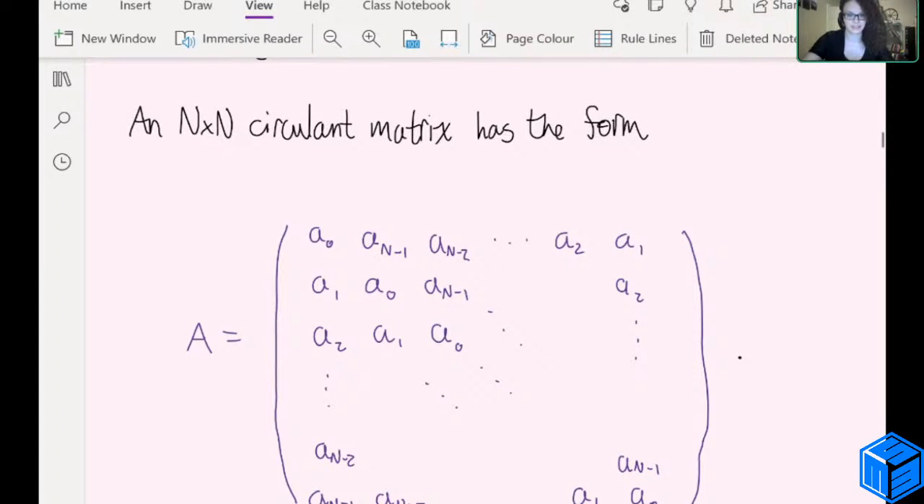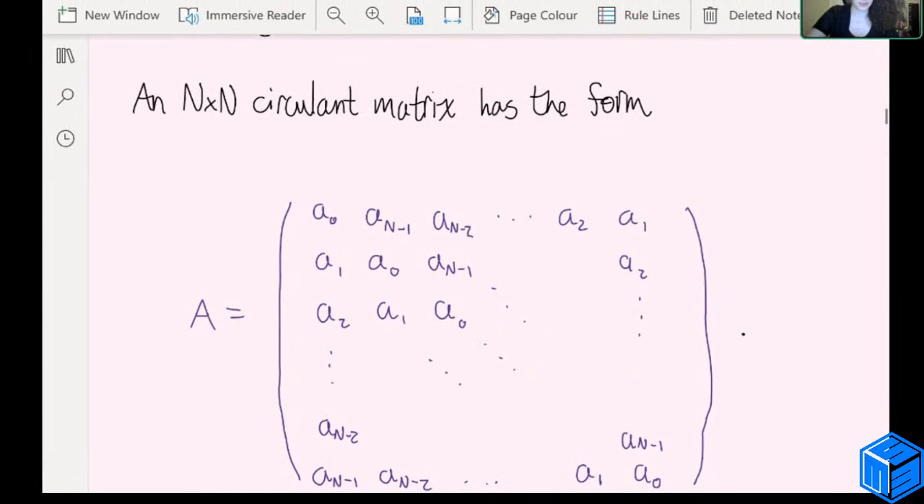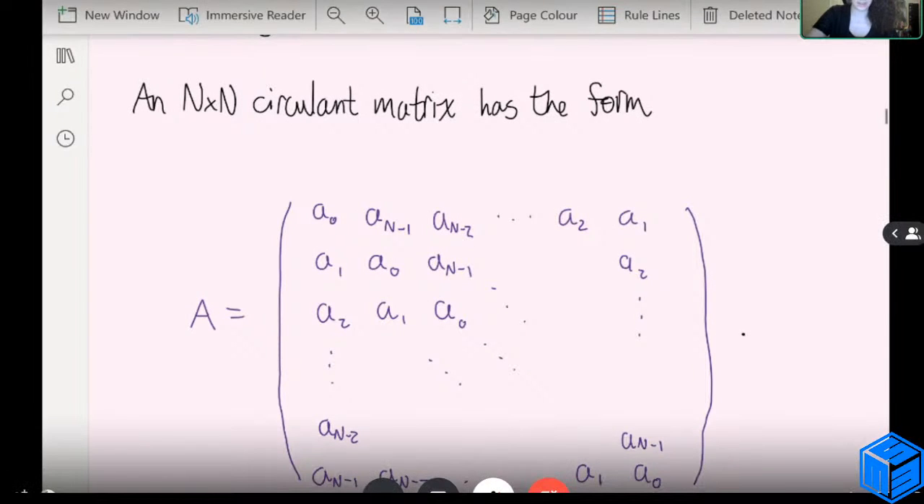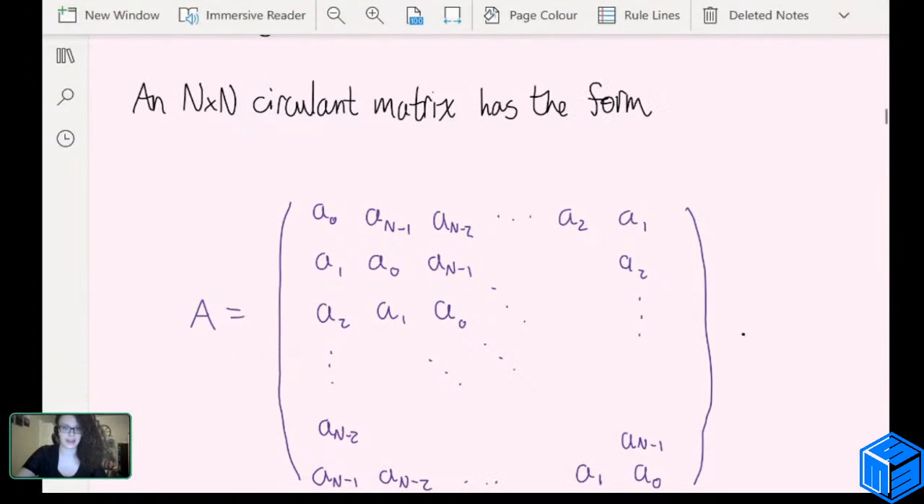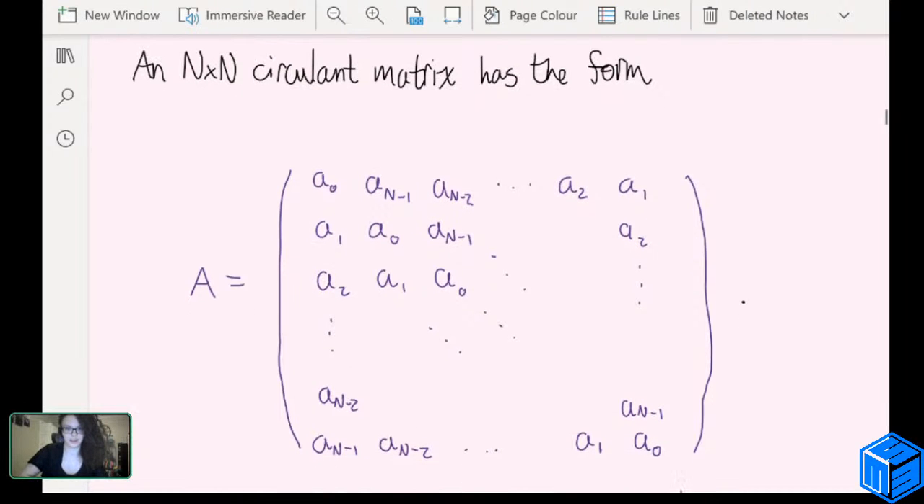So we have A0 in the diagonal again. However, in the subdiagonal, we've still got A1, but in the top right, we also have the matrix entry A1. Then in the diagonal below the subdiagonal, we have A2. And then right here in the top right, we have a row of A2s. So we can see that it wraps around periodically.